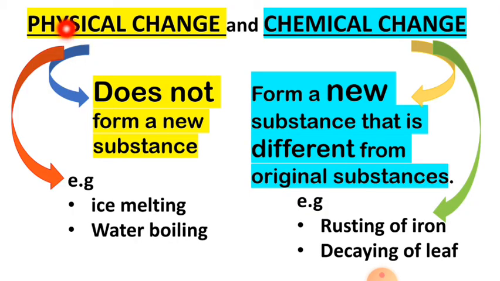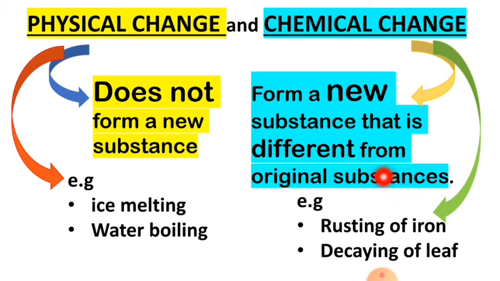Physical change and chemical change. Physical change does not form a new substance. Well, the examples here are ice melting and water boiling. The ice and the water still remain its original substance. Chemical change forms a new substance that is different from the original substance. Rusting of iron: at first we have iron, and then it reacts with oxygen and becomes iron oxide.